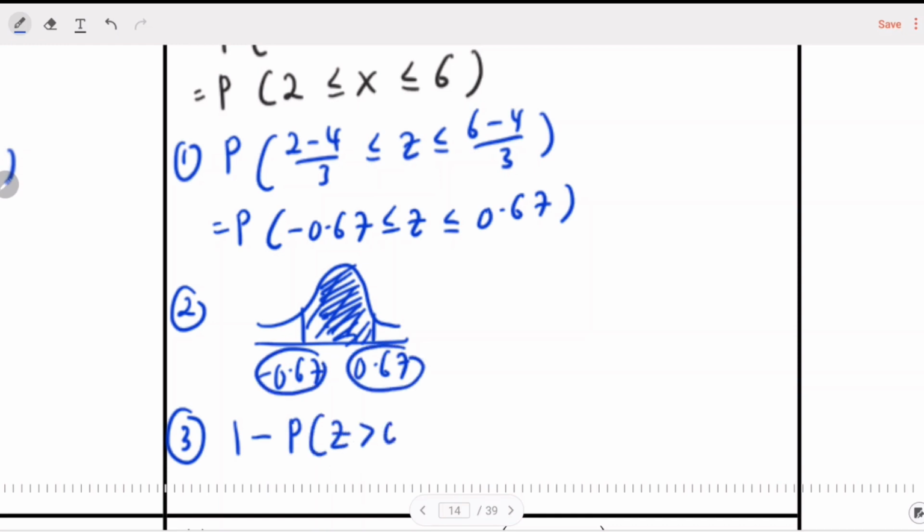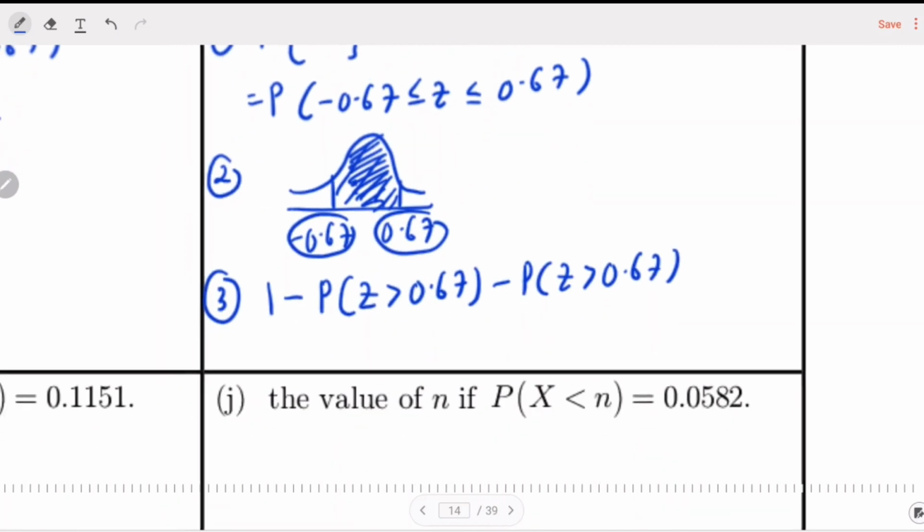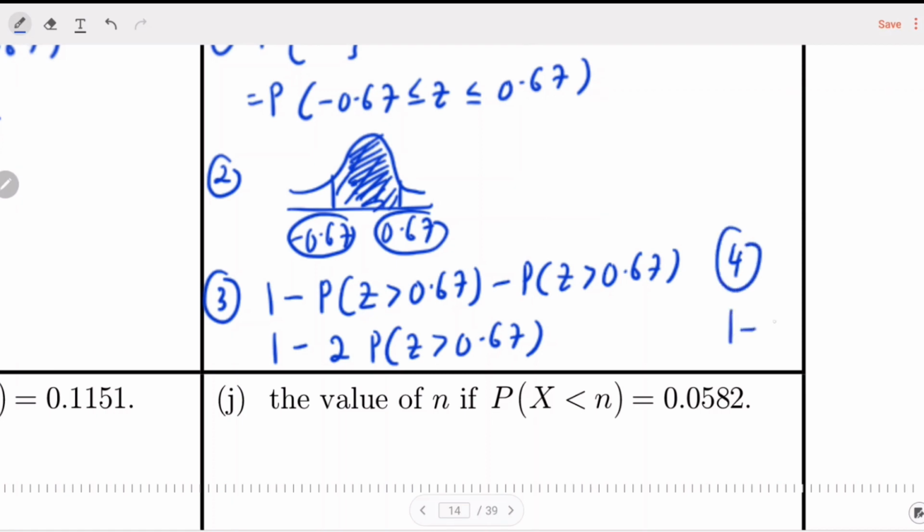So Z greater than 0.67 and also Z greater than 0.67, or we could write it as 2 multiply with P(Z greater than 0.67). So for the last step, it's going to be 1 minus 2 multiplied with 0.2514, which will give us the value of 0.4972.